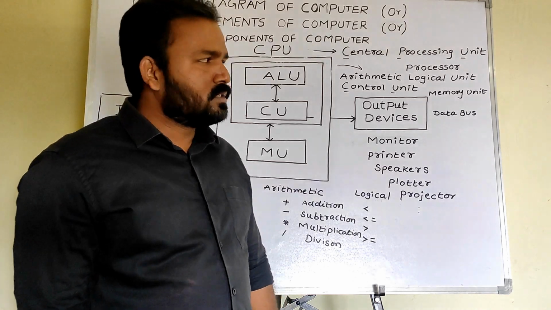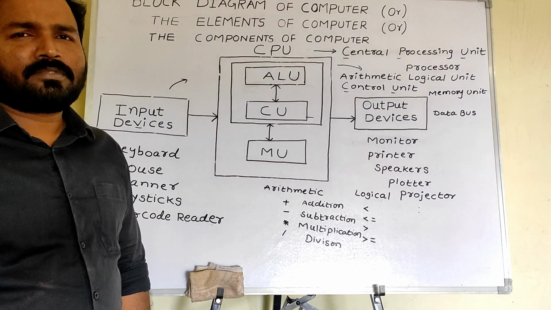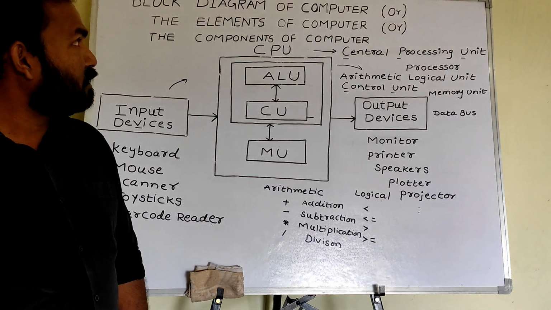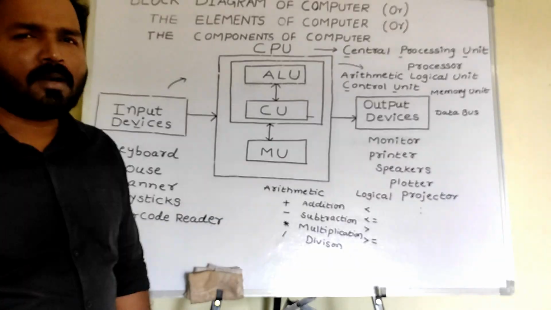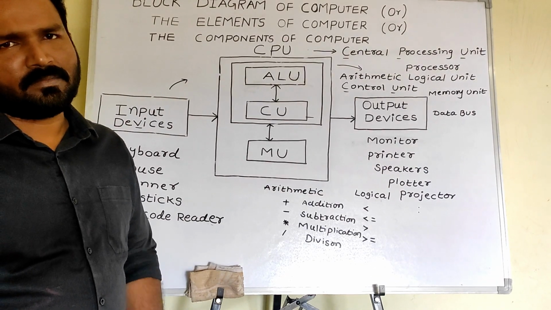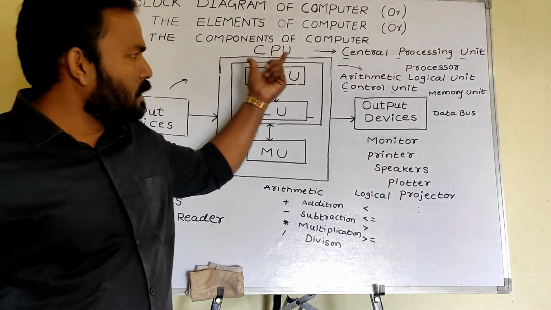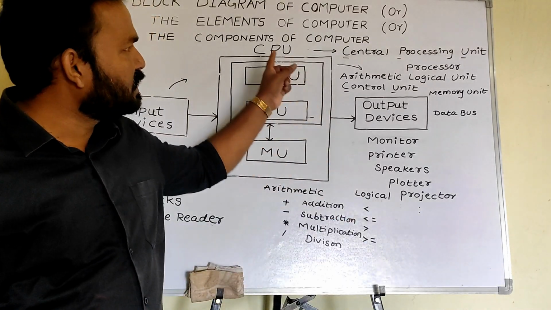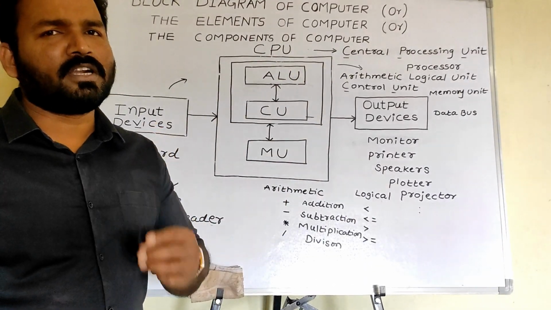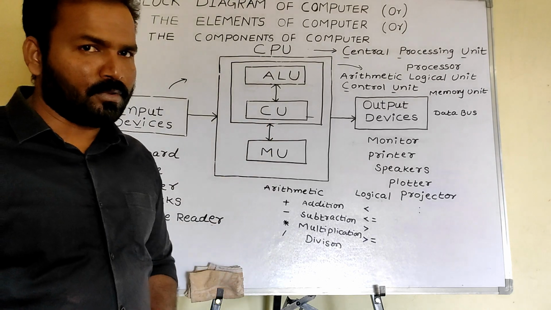Okay, so this is about the block diagram of the computer, or the elements of the computer, or the components of the computer: input devices, CPU, output devices. CPU has three components: ALU, CU, MU.